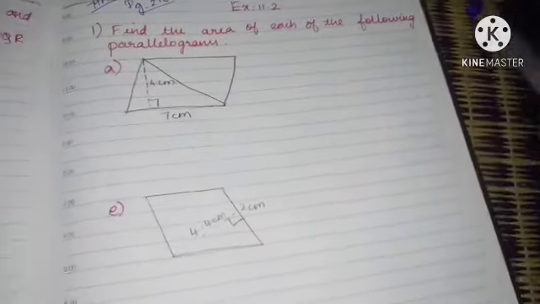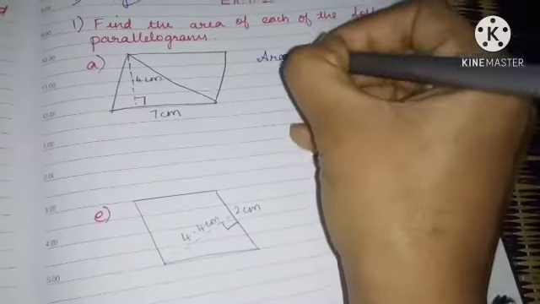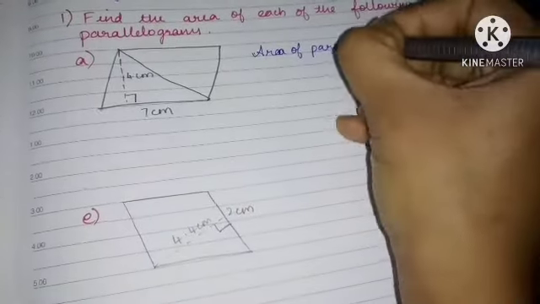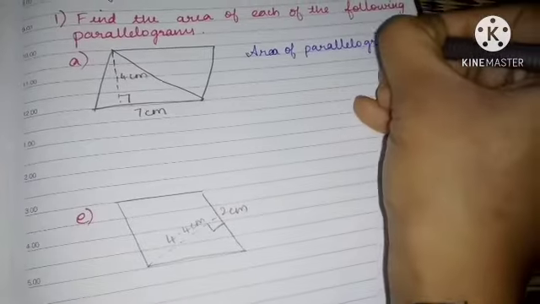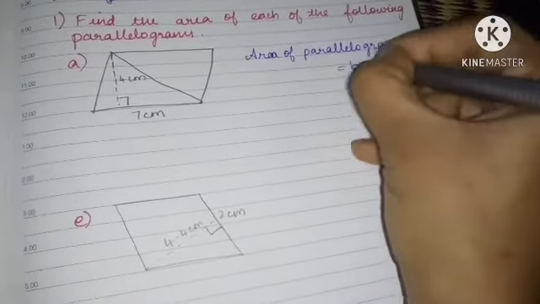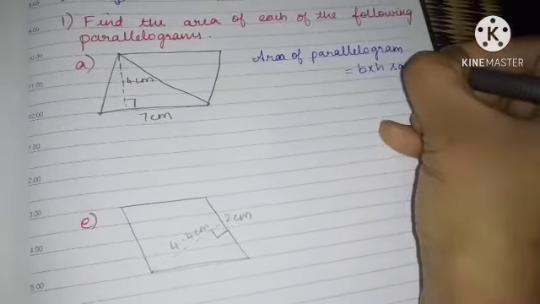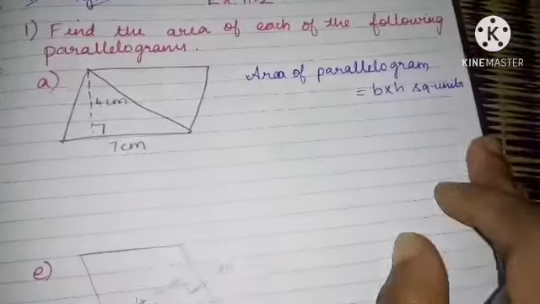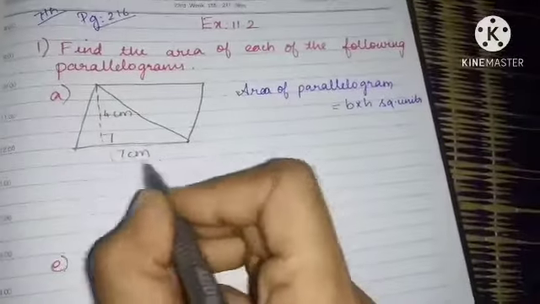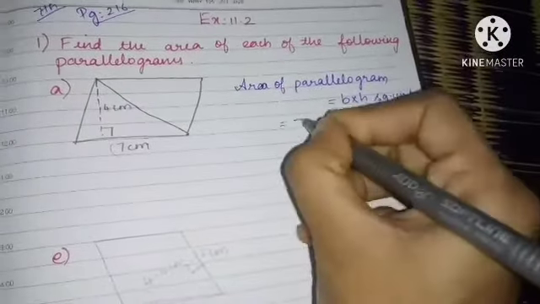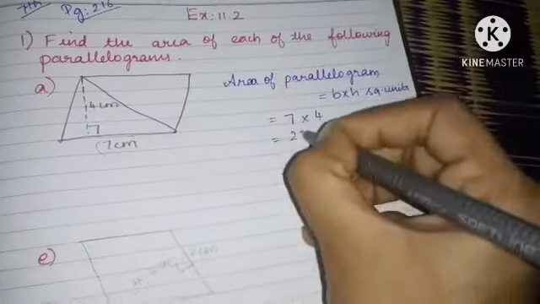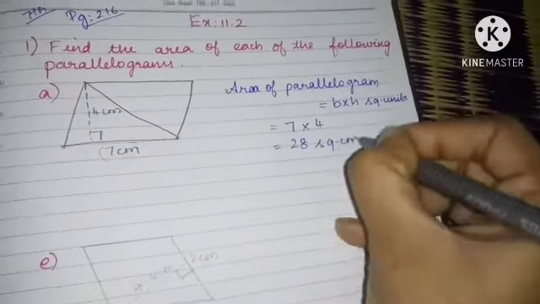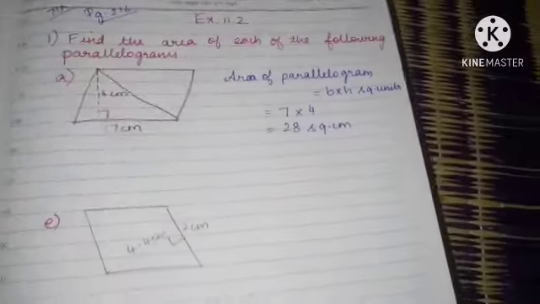What is the formula for the area of a parallelogram? Base into height. Correct? Base into height square units. The area of the parallelogram is base into height square units. What is the base here? This is 7 centimeter. What is the height? 4. 7 4s are 28 square centimeter is the area of the parallelogram.